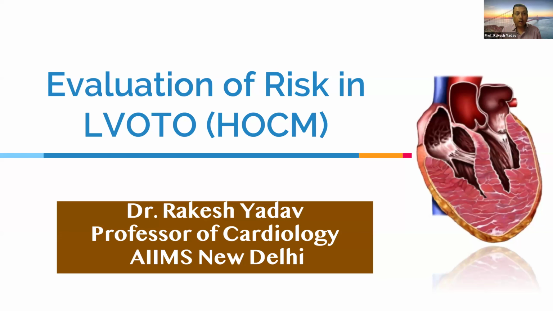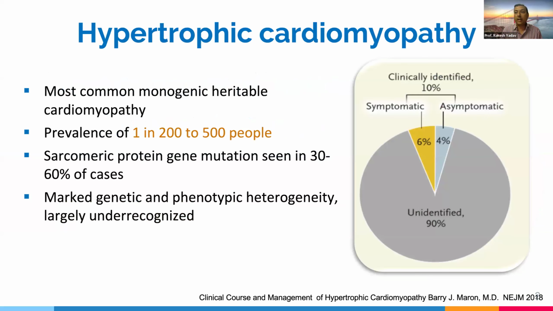obstruction. Now, we all believe that hypertrophic cardiomyopathy is a monogenic heritable cardiomyopathy, and the prevalence is 1 in 200 to 500. It's not a very rare disease. Sarcomeric protein gene mutation was seen in about 30 to 60% of the cases, with marked genetic and phenotypic heterogeneity, largely under-recognized. So genetic heterogeneity makes it more difficult to diagnose in a family.